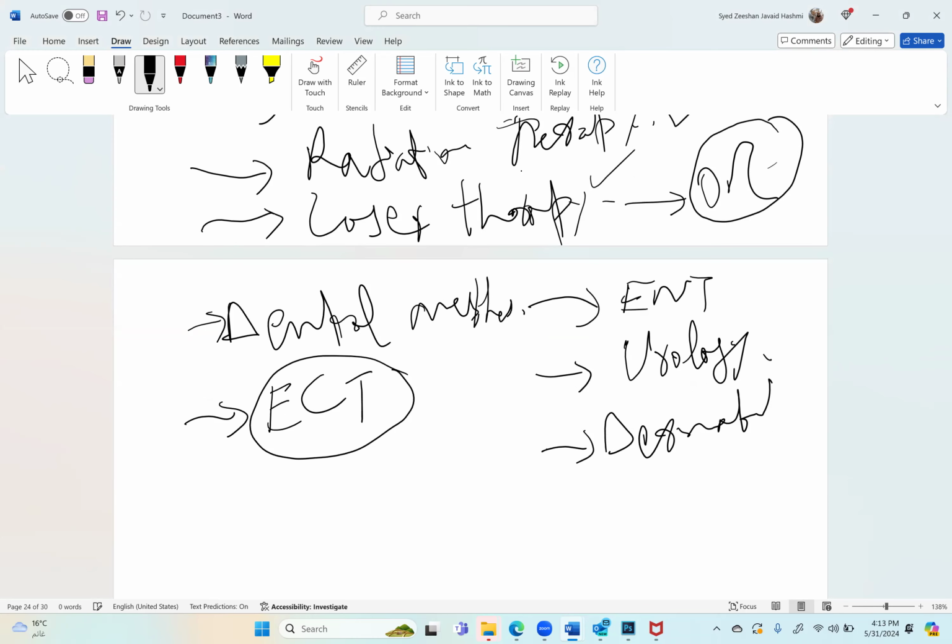There are some other procedures done with a concept which is part and parcel of anesthesia outside the OR, and that is MAC. Can someone tell me what MAC is? Monitored anesthesia care. Okay, so how will you explain what monitored anesthesia care is?